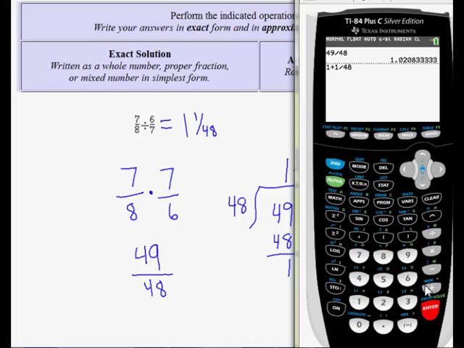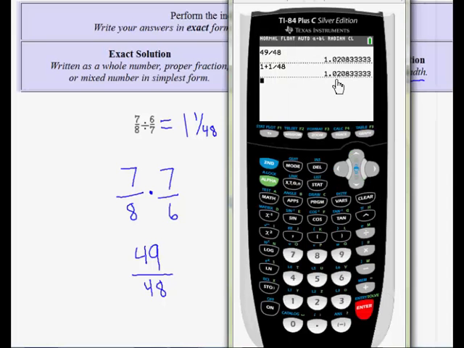Either way, you get a value of 1.0208. We are to round to the thousandths place. The 0 is in the tenths place, the 2 is in the hundredths place, and this 0 here is in the thousandths place, but I will round the 0 up to a 1 because the digit just to the right of that is 5 or higher.